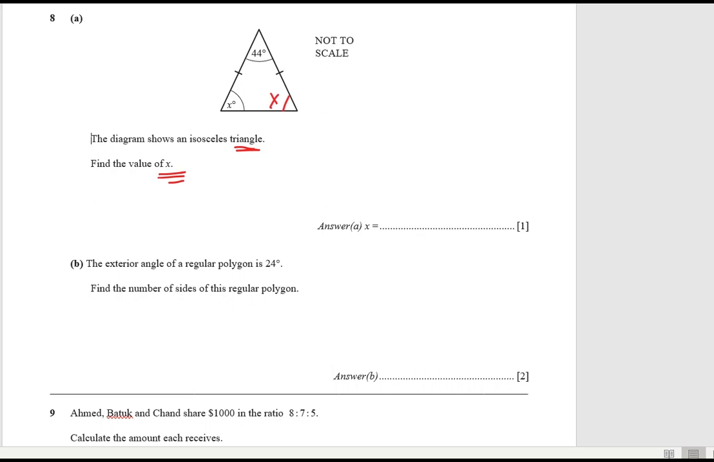So again, the summation of all the angles of the triangle is 180. So 180 is equal to x plus x plus 44. So 180 minus 44 is equal to 2x. So divided by 2, divided by 2, we will find x.